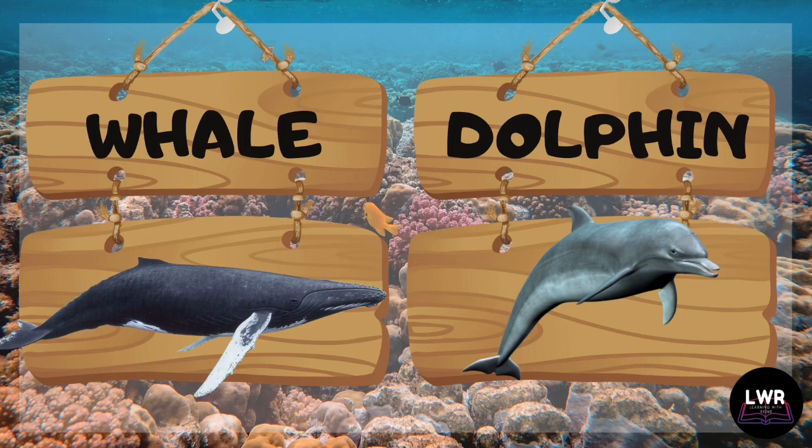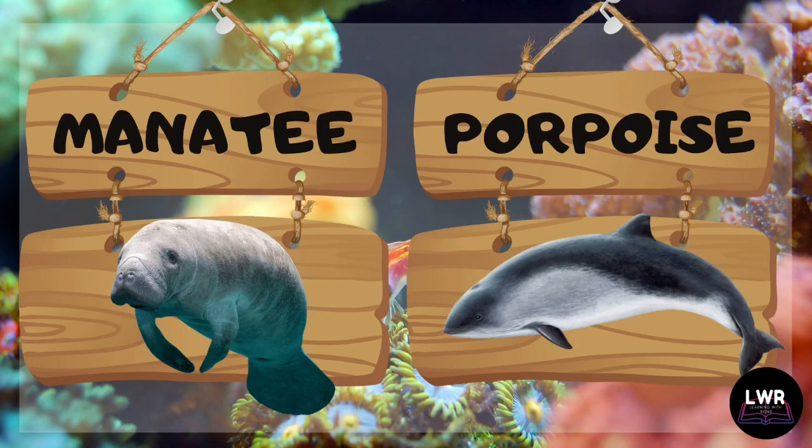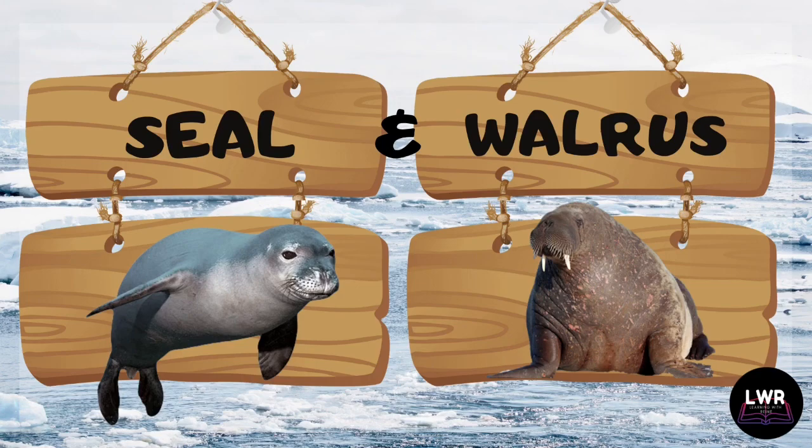Both species also give birth to live young instead of laying eggs, and they feed them with milk. Plus, they have hairs in their bodies, even if it is barely visible. Some of the aquatic creatures that are also mammals include manatee, porpoise, seal, and walrus.